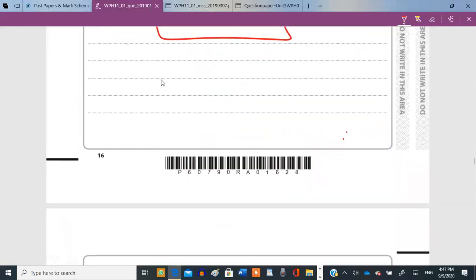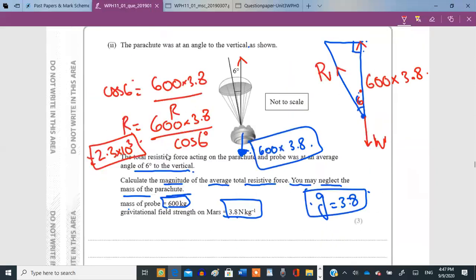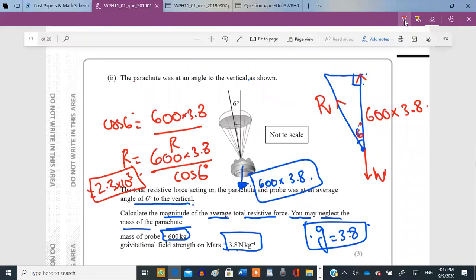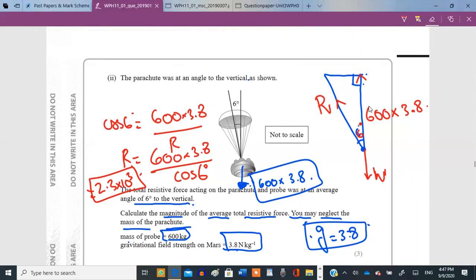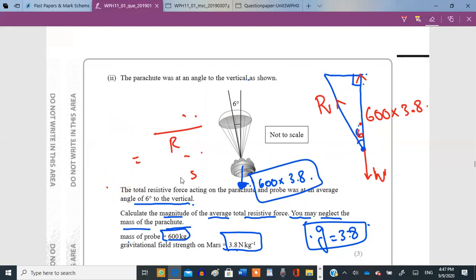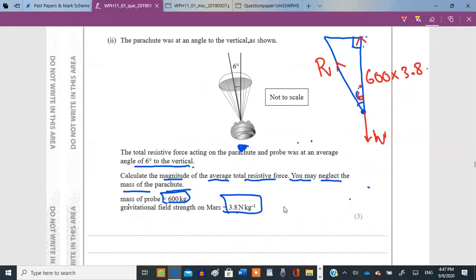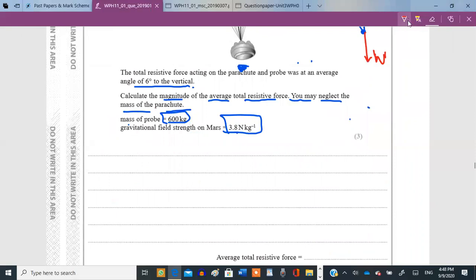Now see, in this part we actually made a little mistake over here. It's not this method. They didn't tell us anywhere that the parachute is falling at a constant velocity. If it was falling at a constant velocity, then the weight would have been balanced by the vertical component and there would have been no resultant force at all. But over here they told us that it is decelerating. In the first part we calculated the magnitude of the deceleration as well. So now we are going to use that and find out the magnitude of the average total resistive forces that are acting on this body.